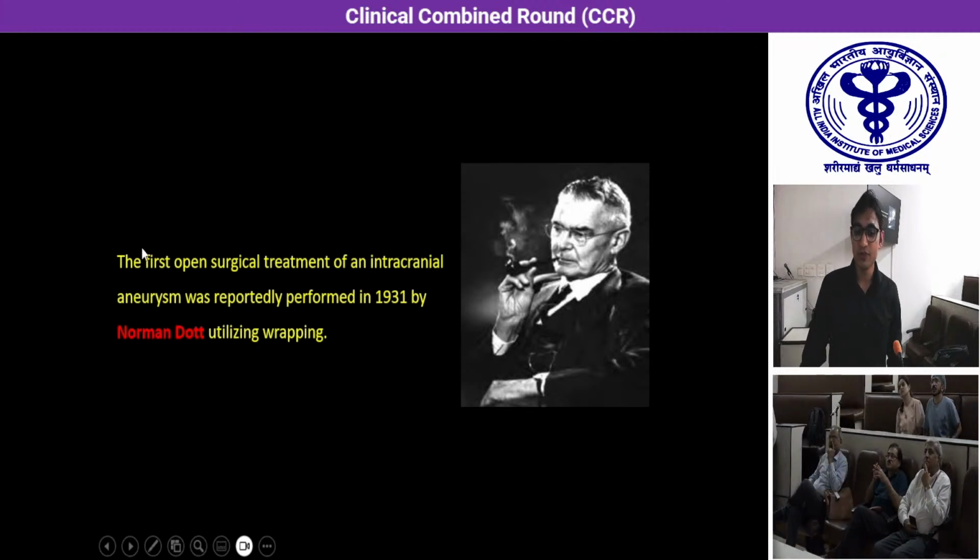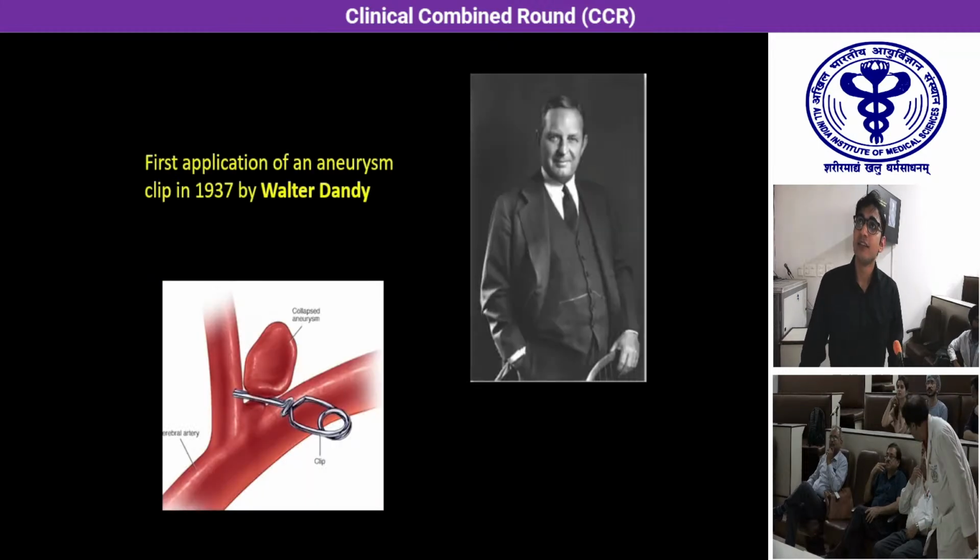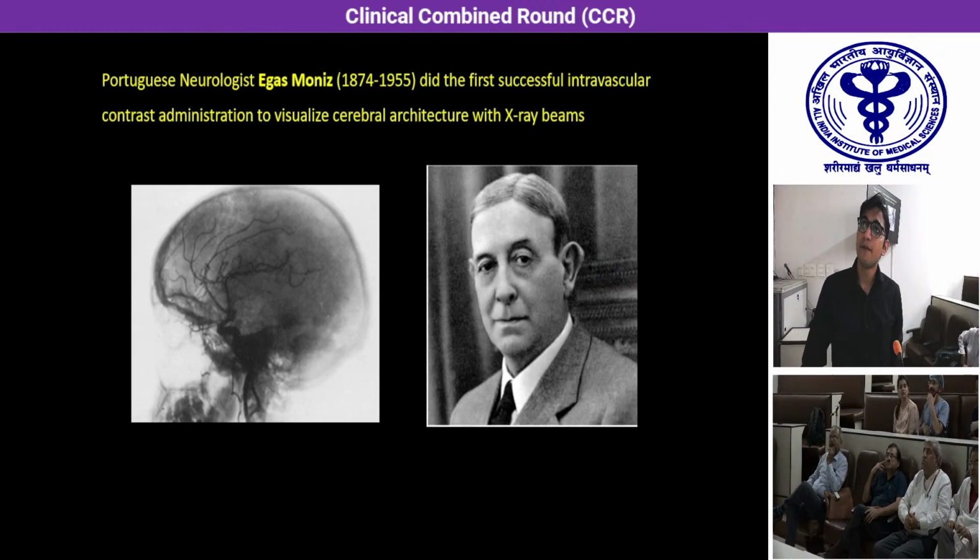The first open surgical treatment for intracranial aneurysm was performed in 1931 by Norman Dott, who utilized wrapping around the aneurysm. Before that, aneurysms were treated by ligating the artery, the Hunterian method of ligation of the artery. And the first application of the aneurysm clip was done by Walter Dandy in 1937. The clipping since then has evolved.